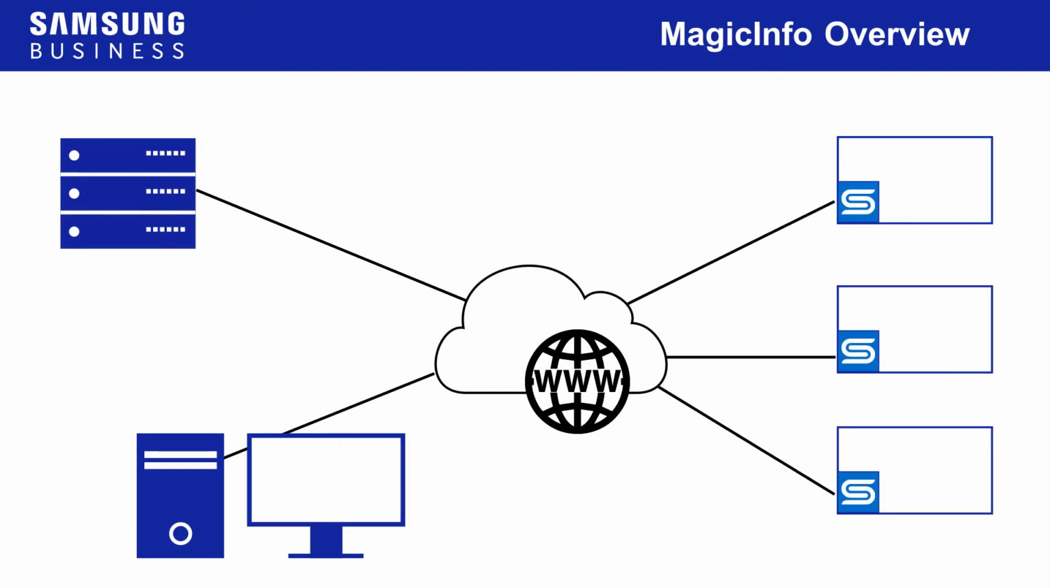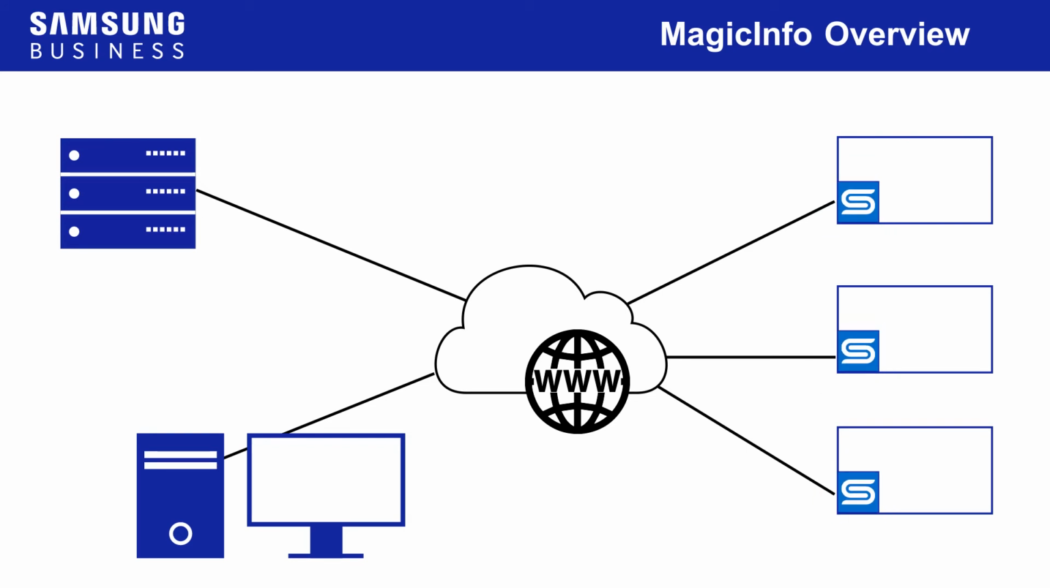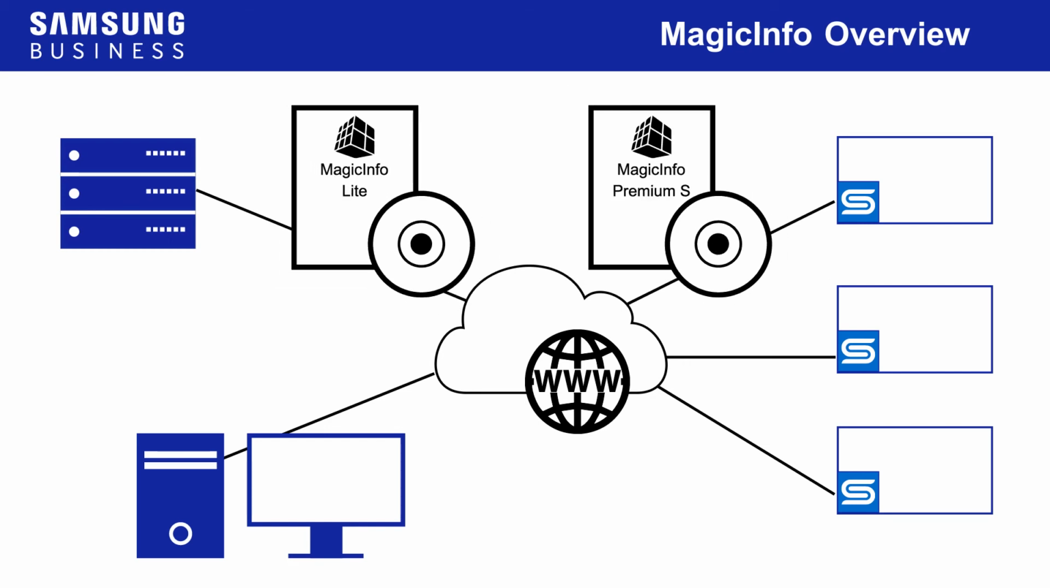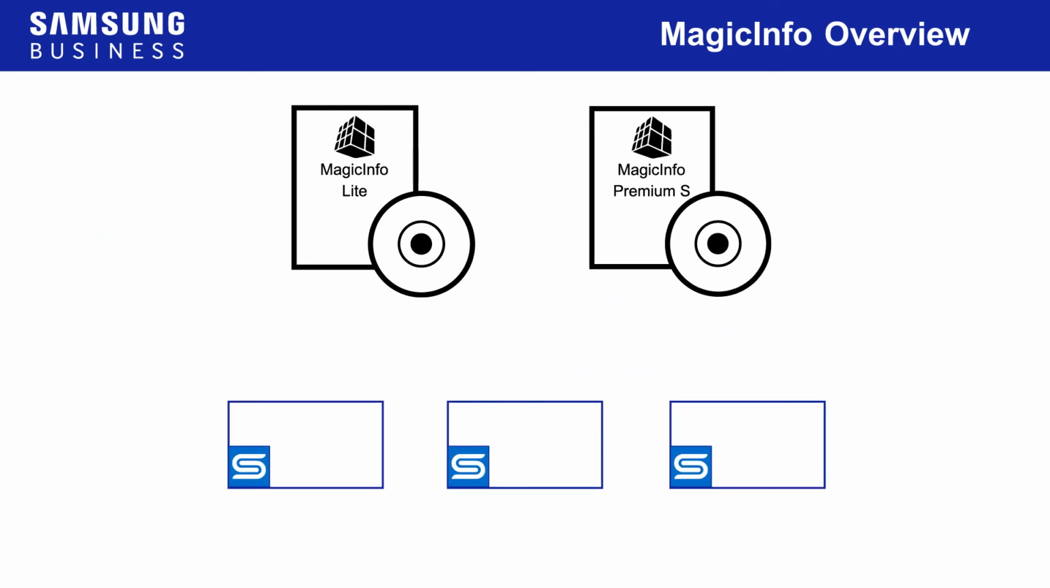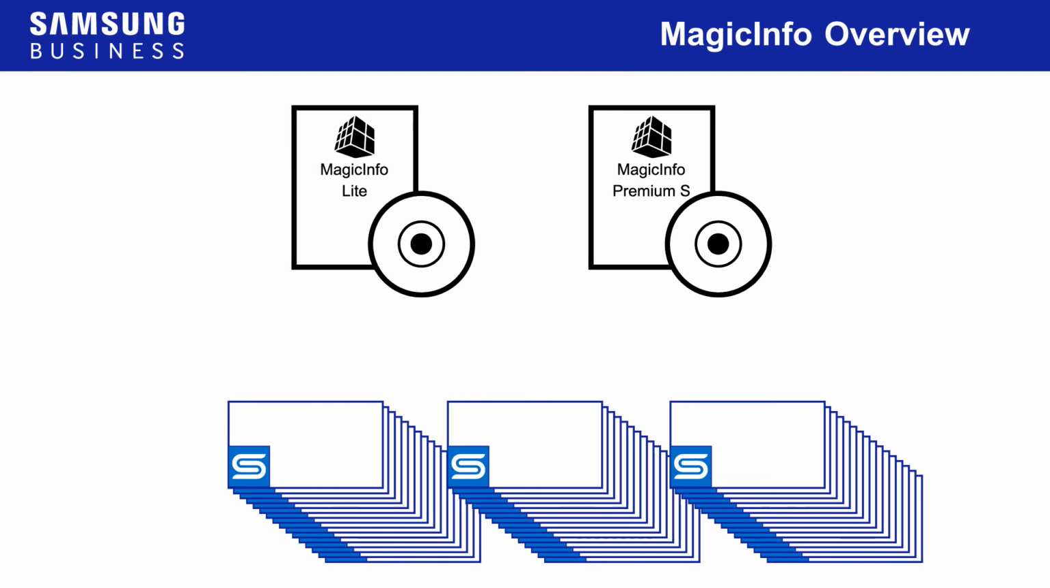Now that we've discussed the main functional components, we need to discuss software licenses and the differences between them. Each MagicInfo player must have a valid software license before it can operate. For S players, there are two types of licenses: Lite and Premium. If you intend to operate your MagicInfo system as standalone players without a server, you can have as many players as you like, running Premium or Lite with no additional costs.